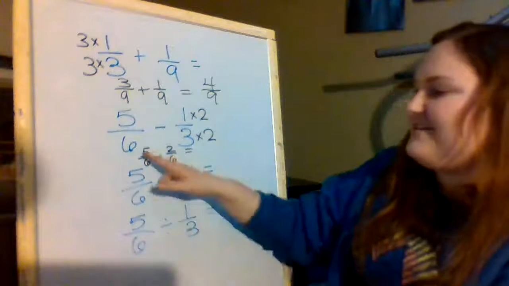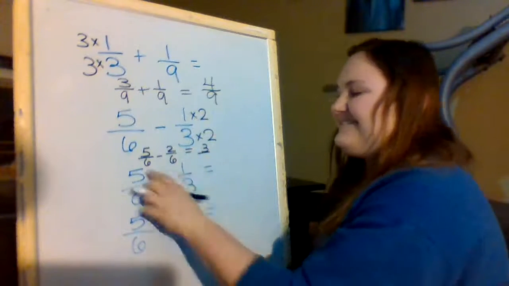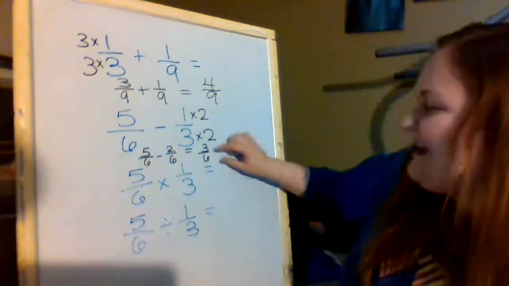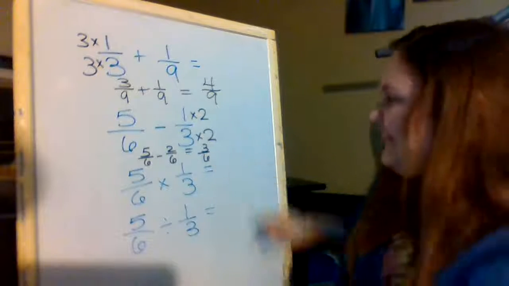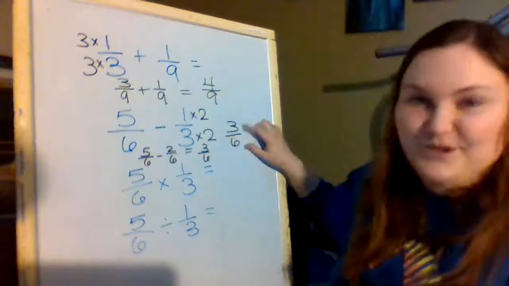When we go to subtract, 5 minus 2 gives us 3. And then our denominator stays the same, so we get 3/6. I'm sorry if the board is looking crowded right now. 3/6 was not your final answer. I'll put it over here. It's not your final answer because this is one you could simplify.